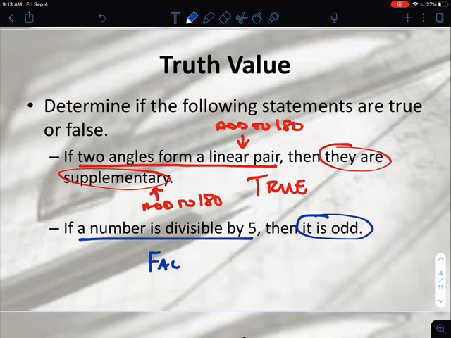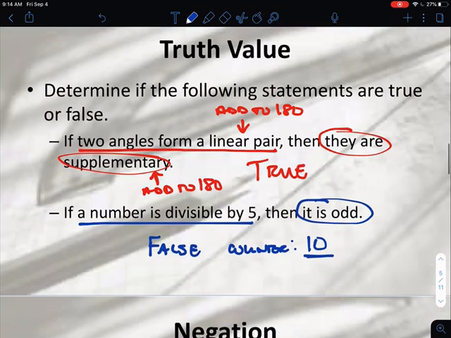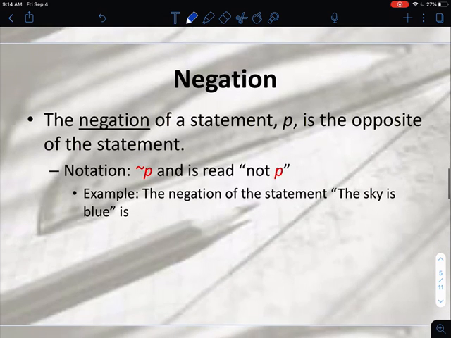But if we think about that list we just had, this is a false statement because we have a counterexample of 10 or 20 or 30 or 40. All of those are divisible by 5, but they're not odd numbers. So if you're going to say that a statement is false, you have to provide one single counterexample. There might be more, but you just have to pick one that's going to tell you for sure that the first part is true, the second part is false.